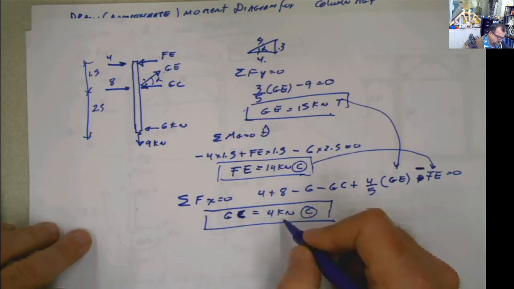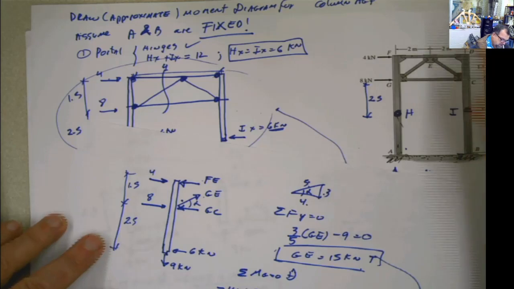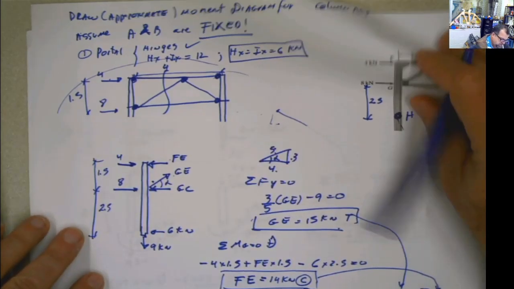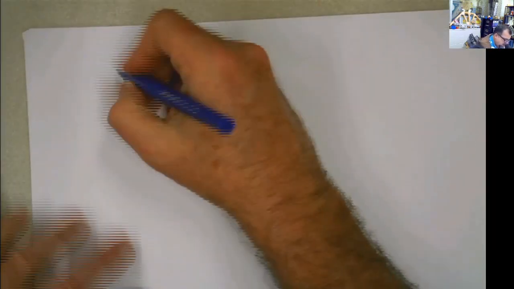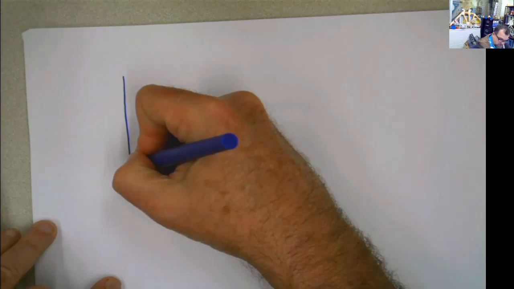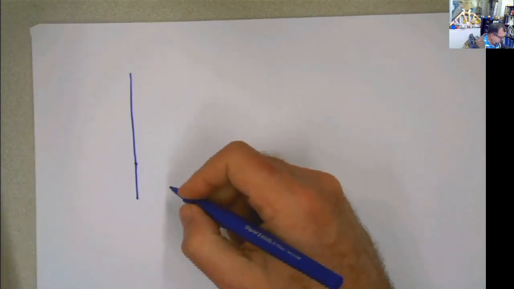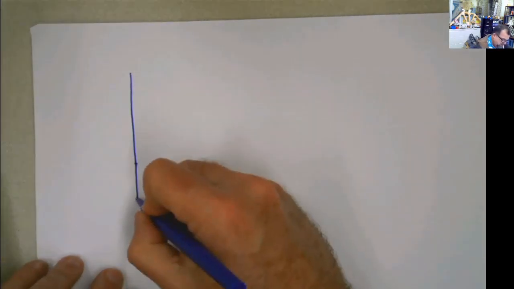Now I have this thing here. Now we can proceed to do the shear moment diagram. Well, the moment diagram, but before doing the moment diagram, I'm going to need the shear diagram. At least I'm going to need the shear diagram. I don't know about you. You might be more proficient than me at doing this.